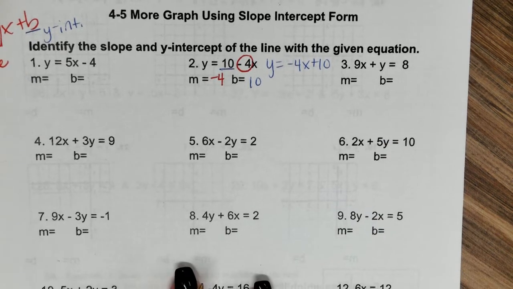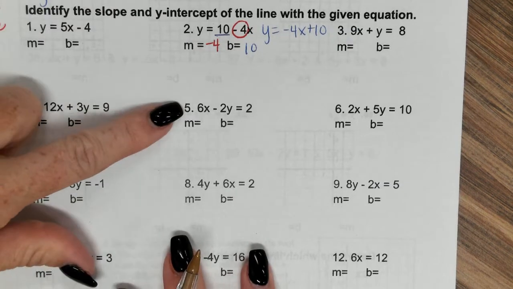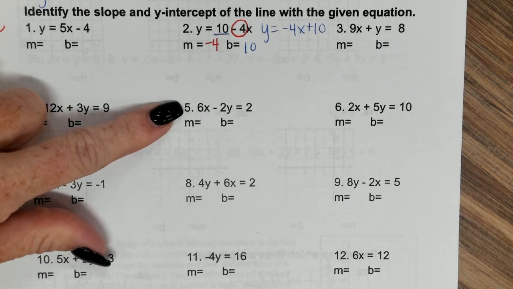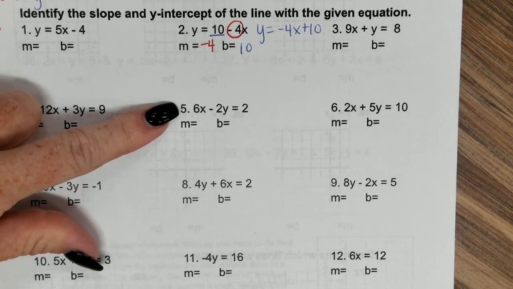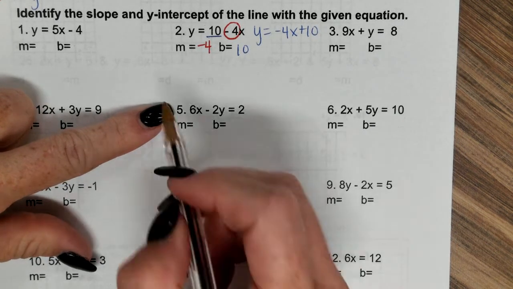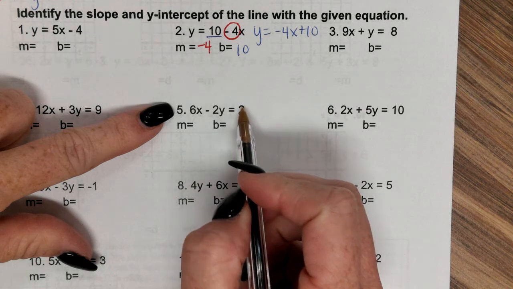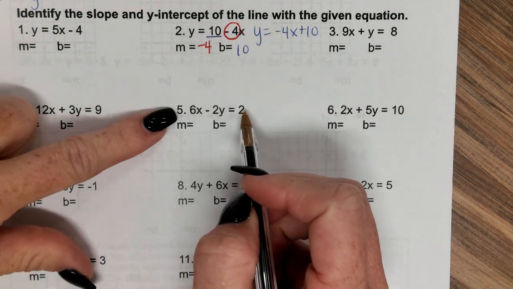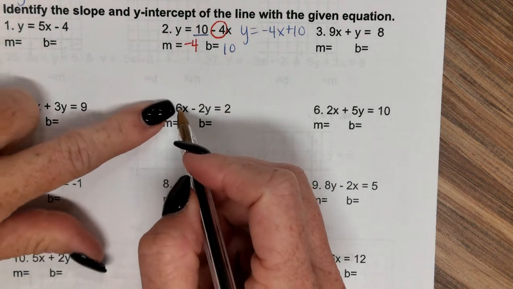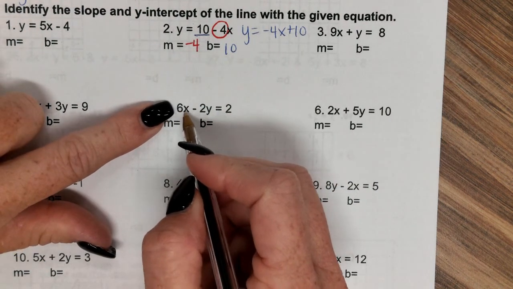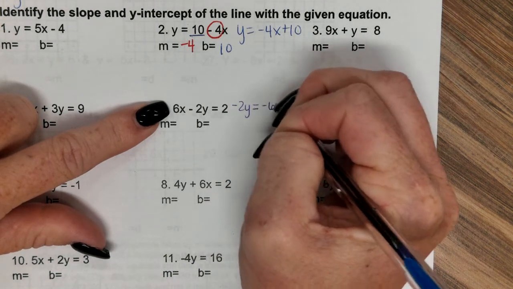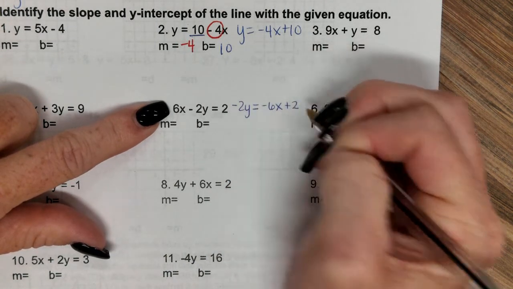All right, go down to number 5. Is it in y equals mx plus b form, or is it in standard form? So what is your first job? I need to rearrange it by moving the 6x to this side. Would I do it by adding or subtracting? Okay, I heard 2 different answers. How would I get rid of a positive 6x? Okay, so I have -2y is equal to -6x plus 2.